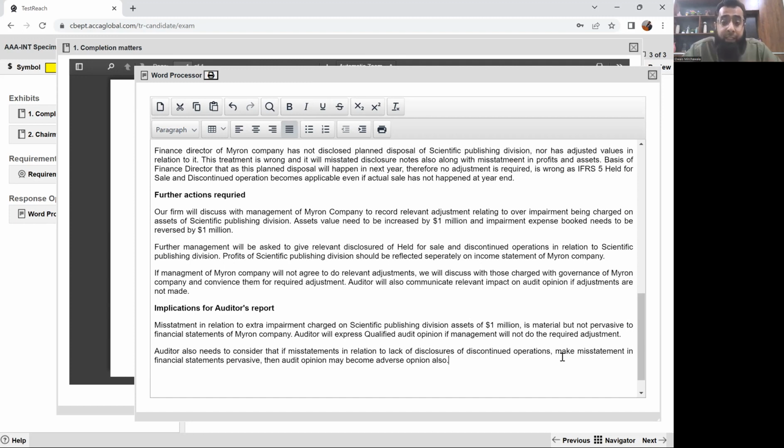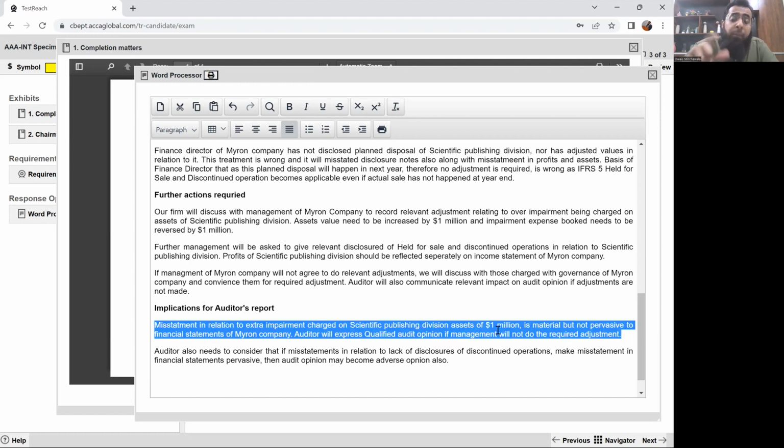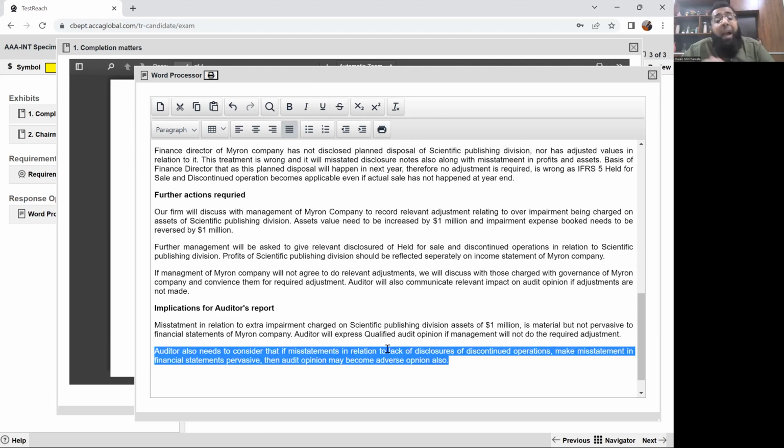See, I will repeat it again. The numerical misstatement is of $1 million, but there is a misstatement relating to lack of disclosures also. So auditor also needs to consider that if misstatement in relation to lack of disclosures of discontinued operations makes misstatements in financial statement pervasive. See now, what is pervasiveness? Pervasiveness is a subjective thing. Pervasiveness is a level where the auditor says that, okay, the financial statement is becoming meaningless.